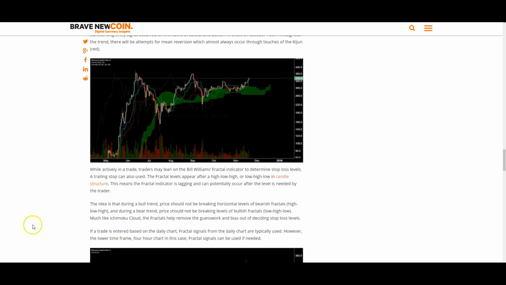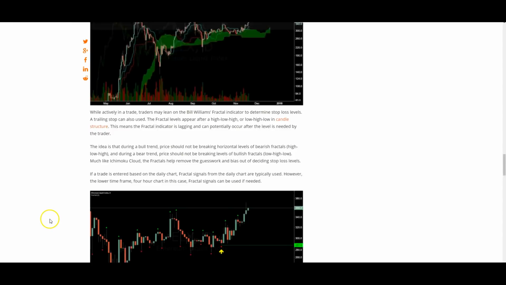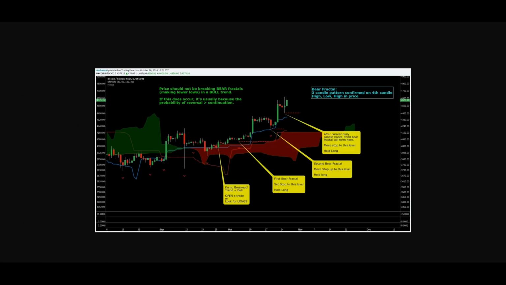Now, I've actually described fractals a little bit in a Brave New Coin article. I'll link that up. So let's talk about how I use it, what I do with Ichi specifically.